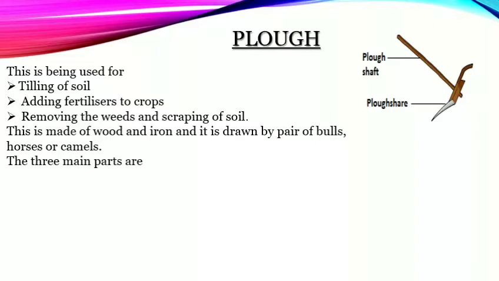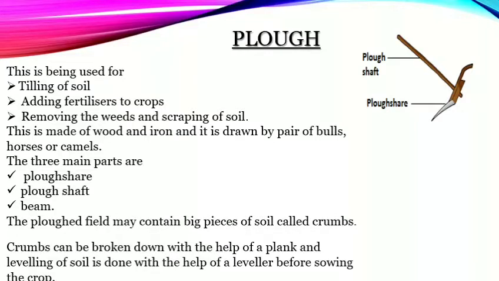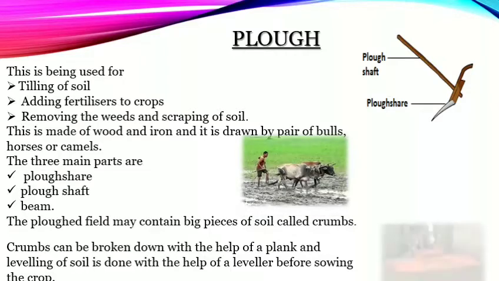The three main parts of the plow are plowshare, plow shaft, and beam. The plowed field may contain pieces of soil called crumbs. Crumbs can be broken down with the help of a plank, and leveling of soil is done with the help of a leveler before sowing the crop.